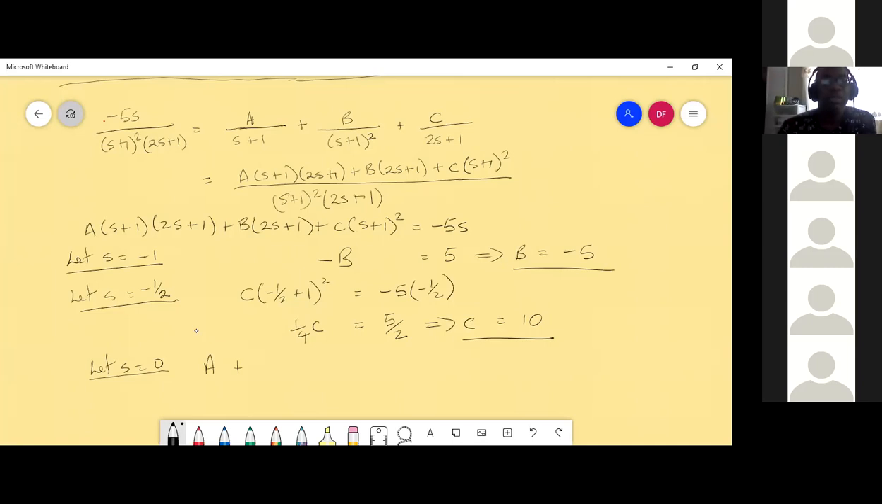All right, so plug in 0. S is 0. 1 times 1 is 1, so that's A plus, and when I plug in 0, C is 10, is equal to 5 times 0, which is 0. So A is also going to be equal to minus 5.